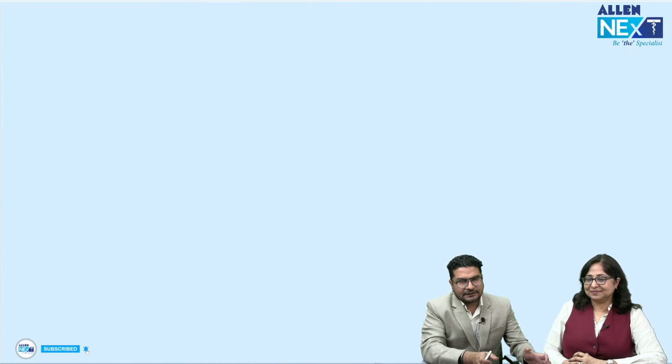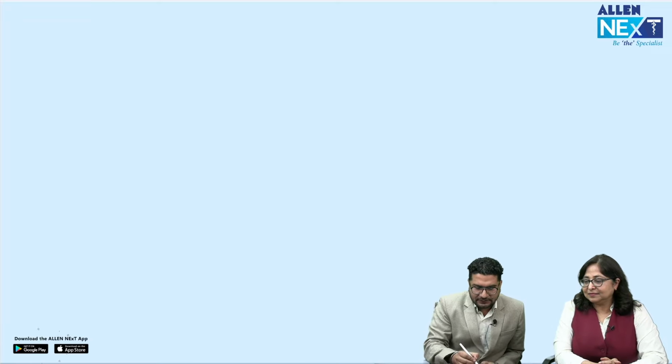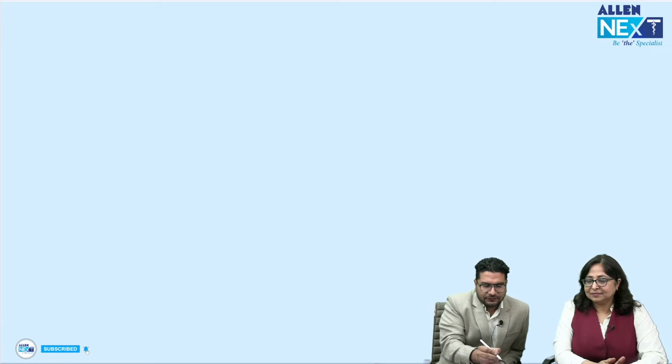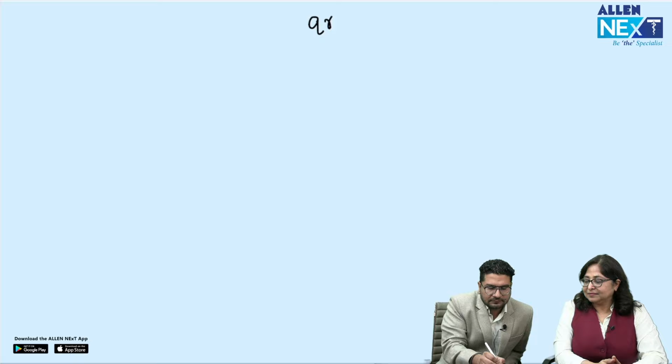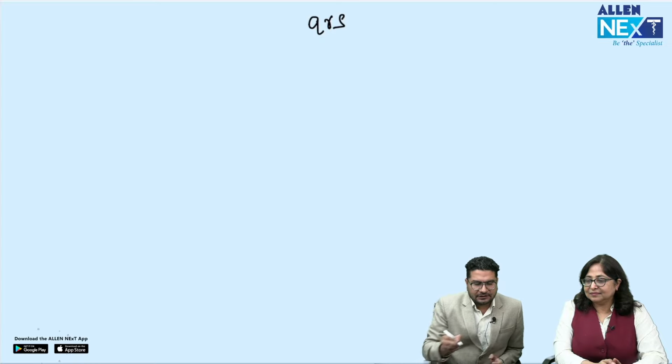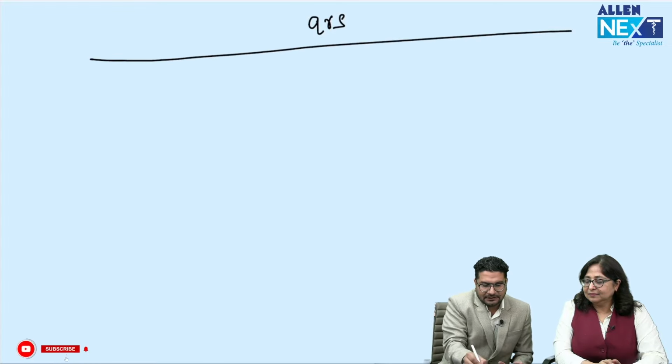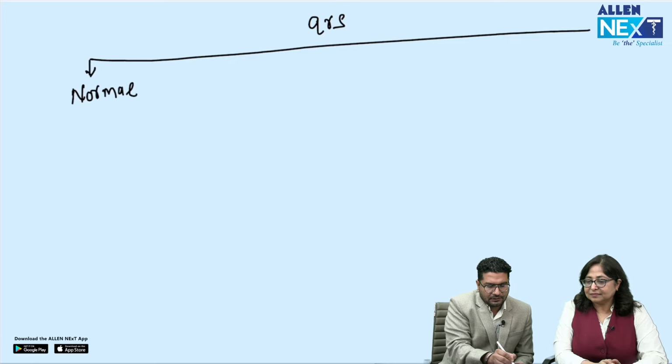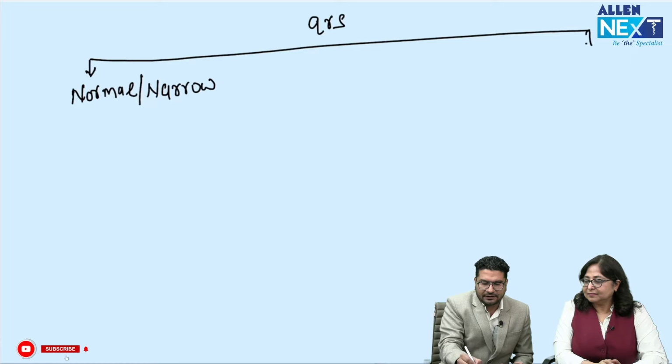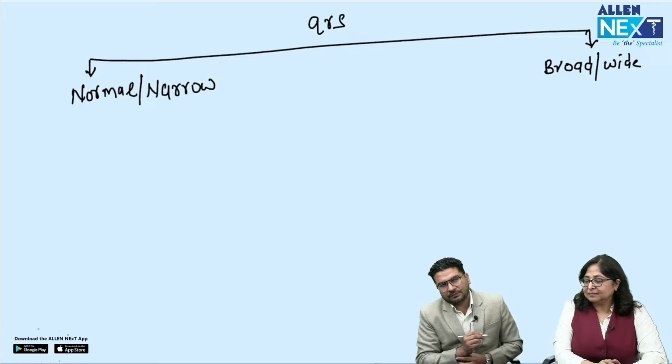So now let us discuss something about arrhythmias. So how to approach a question in INI-CET paper. Whenever you see a question on arrhythmia, the first thing you want to focus on, understand this, is QRS. Whenever we see QRS, there are two possibilities. Either we get a normal QRS, or we can sometimes call this narrow, or we can get a broad QRS. This broad QRS is also called wide QRS. So this should be your approach.